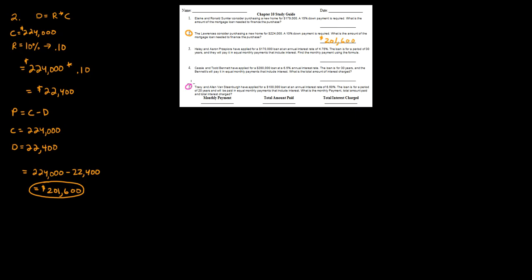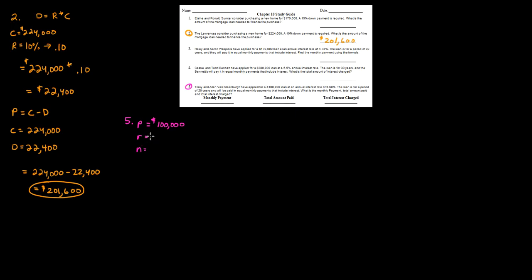Number 5 has multiple parts to it. So I'll start with the monthly payment, since I have to do that part first. As always with the monthly payment, we need to find our P, our R, and our N. Our P is the amount of the loan. It doesn't mention anything about a down payment here. So the amount of the loan is going to be the cost of the item, which is $100,000. In fact, it actually says it's a $100,000 loan.